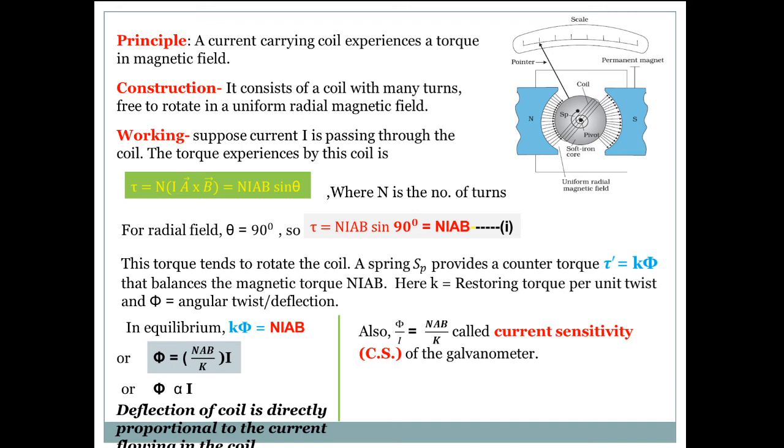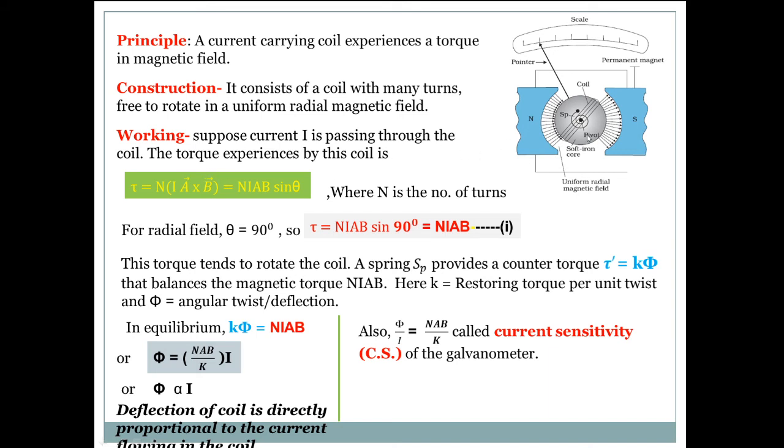Its principle is that a current carrying coil experiences a torque in a magnetic field. It consists of a coil with many turns free to rotate in a uniform radial magnetic field. Later on we will see what is the importance of radial magnetic field.